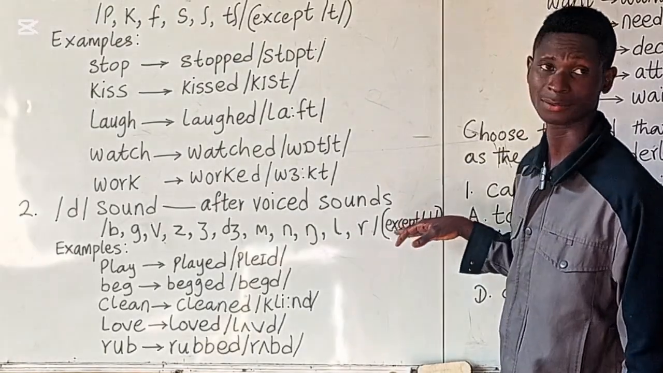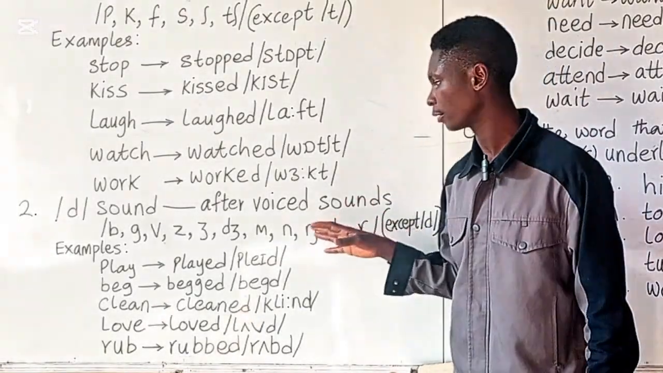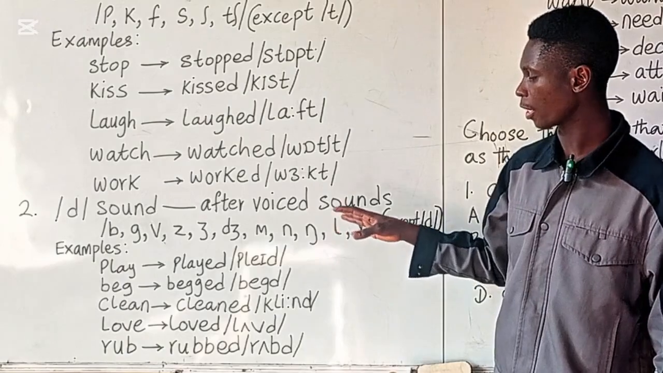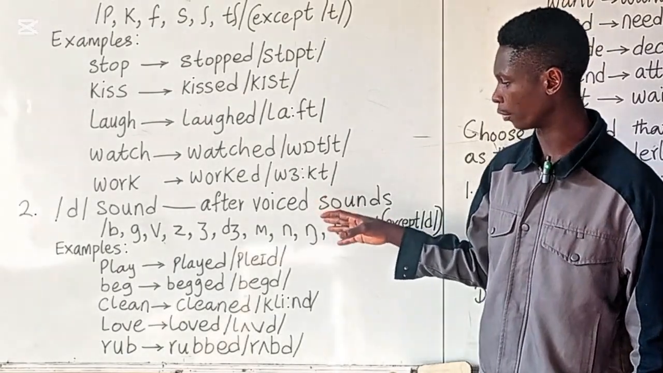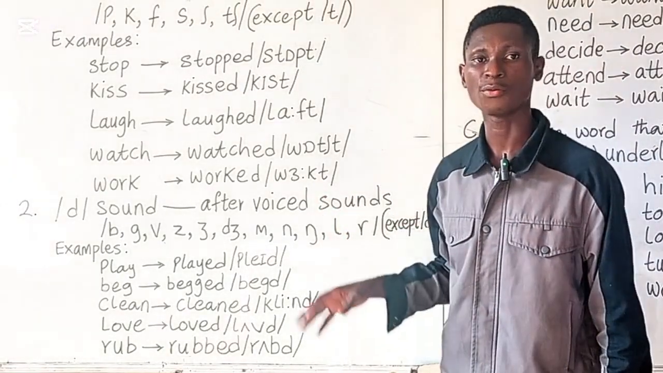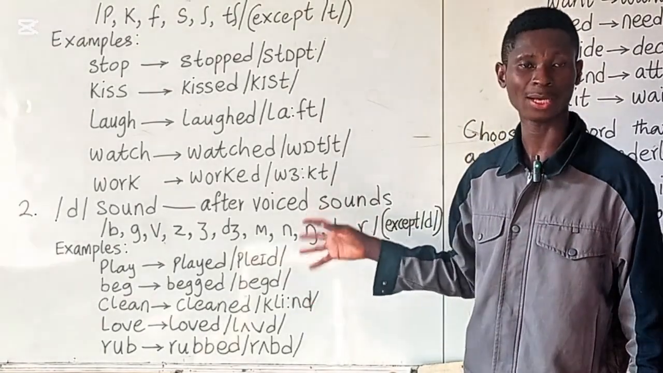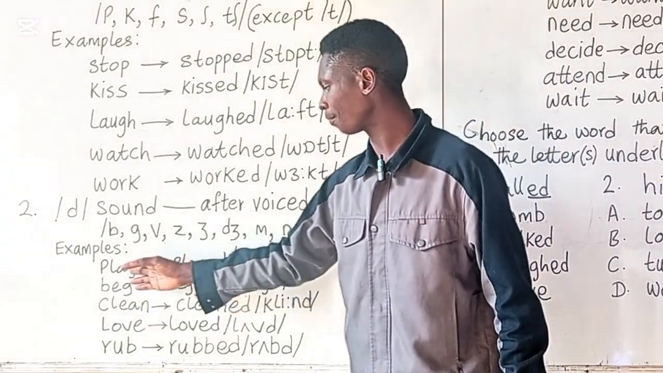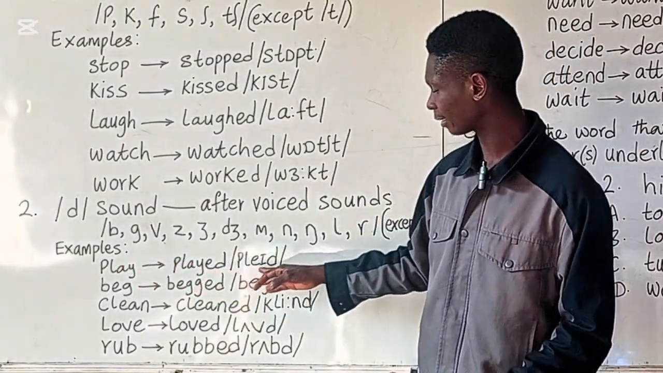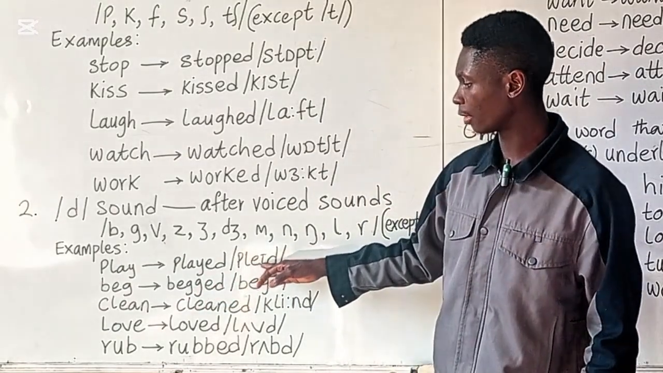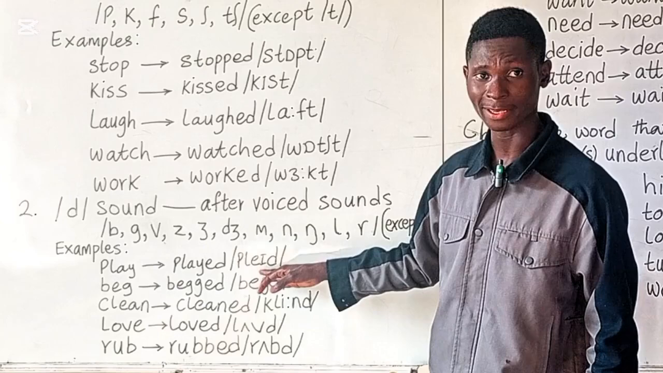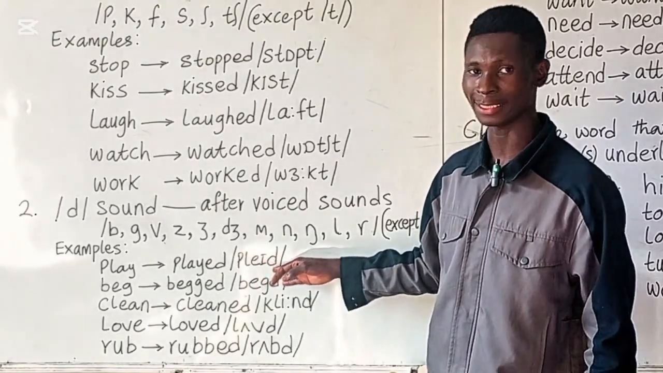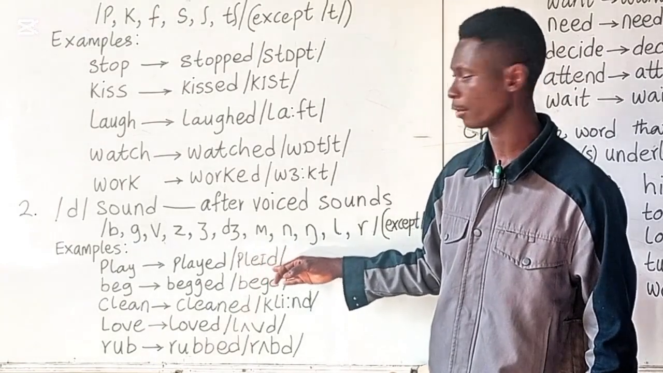Apart from these two sounds, for any other voiced consonant sound that we have before the ED suffix, you make the ED suffix to be realized as D. Examples are given here. In the word play, the last sound is a vowel. Hence, we have the ED realized as D, and we have played.